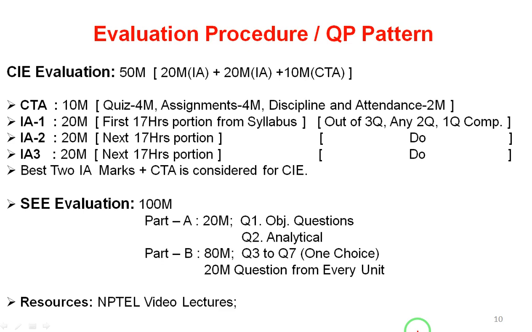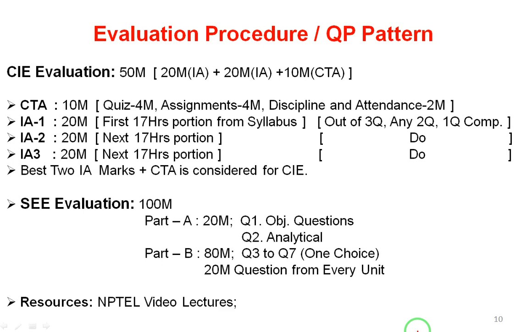For the semester end examination, that is SEE evaluation, it is for 100 marks. And the question paper pattern goes like this. Part A consists of 20 marks. In part A there are 2 questions. Question number 1 is objective questions, totally 10 questions will be asked, each of 1 mark. In question number 2, we can ask either 1 question or 2 questions, analytical questions for 10 marks. Then the remaining part B is for 80 marks.